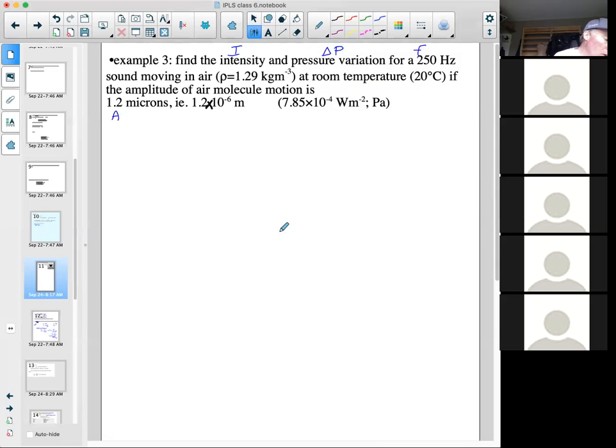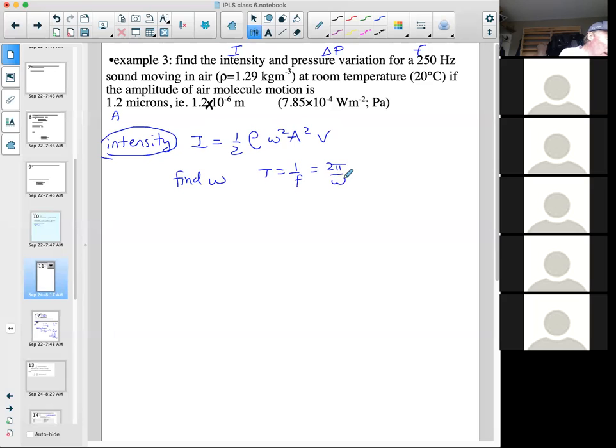Alrighty, so let's see. So we want to find the intensity of this sound wave in watts per square meter. And so, 1/2 rho omega squared A squared V. So we've got the density of air, but we don't have omega and we don't have V. So we're going to have to find omega. Well, that's pretty easy because period is reciprocal frequency is 2 pi over omega. So omega is 2 pi F. And the frequency is given as 250.